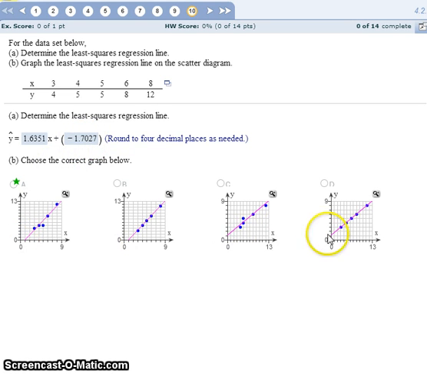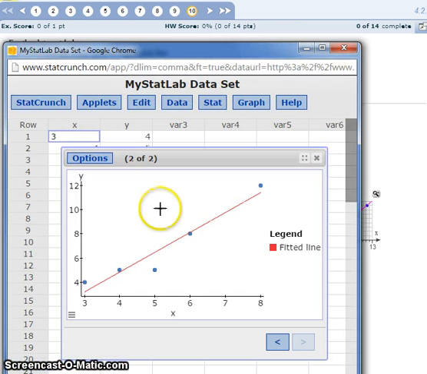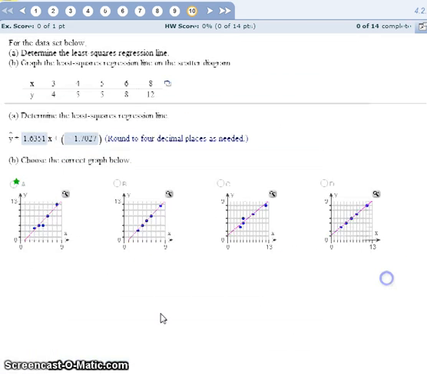So these are definitely wrong because they have a positive y-intercept. And then this one has a negative y-intercept, but all the data is in a perfectly straight line, which isn't the case. So this is the only possible option, and it does match what we have here in StatCrunch.